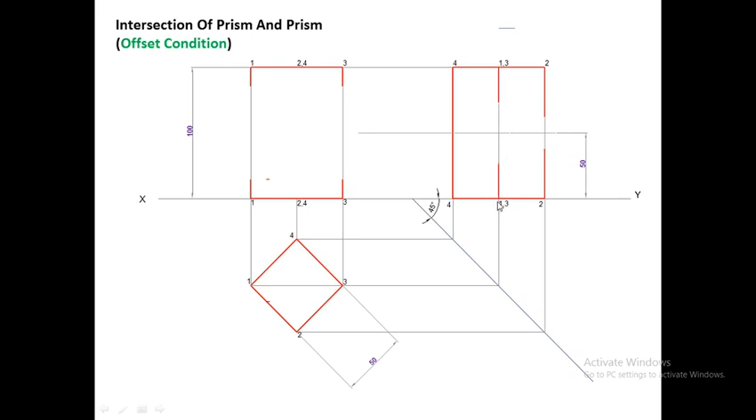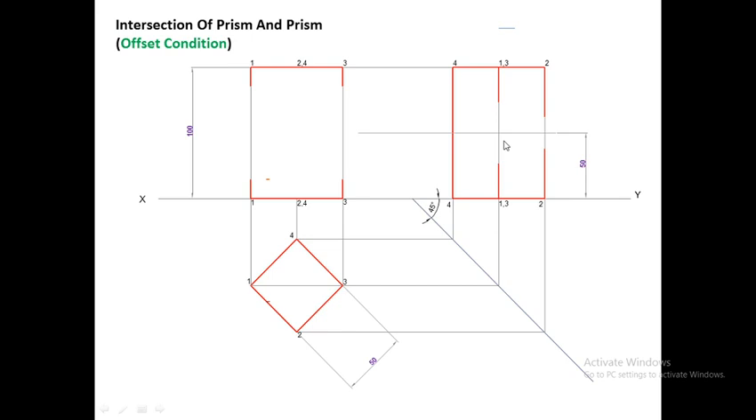This is the edge of the vertical square prism. This part should be kept as light. Now we have obtained this point, that is the intersection of the vertical edge 1 1 and the horizontal projection line at a distance of 50 mm.